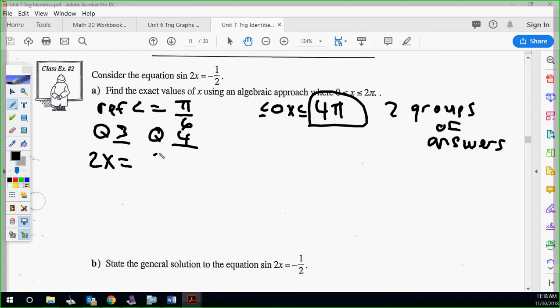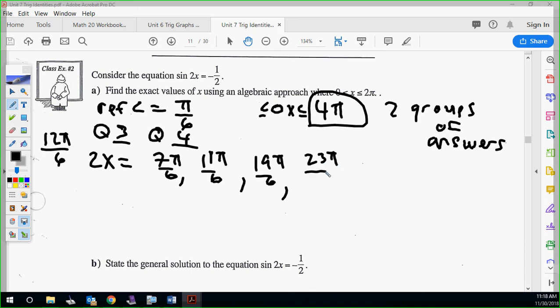That's 7 pi over 6. What's it in quadrant 4? That's 11 pi over 6. And then I'm going to add 2 pi to that to get to the 4 pi section. So in terms of 6, it's 12 pi over 6 I'm going to use, right? 12 over 6 is 2. 12 plus the 7, 19 pi over 6. 12 plus the 11, 23 pi over 6. I'll pause there.